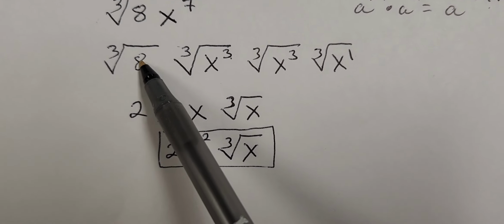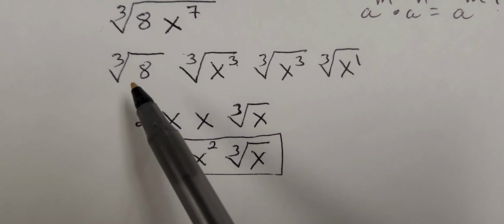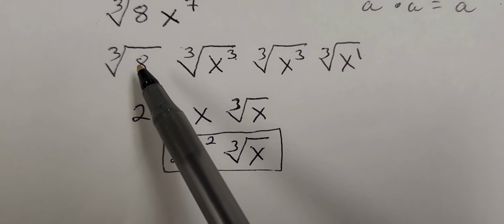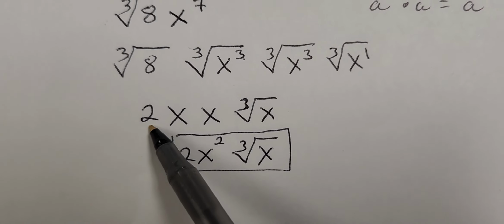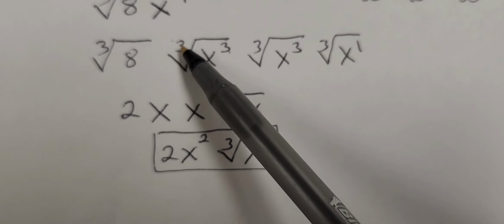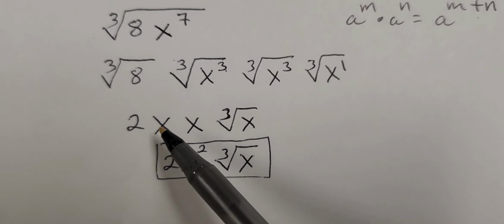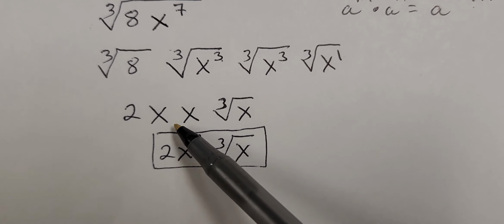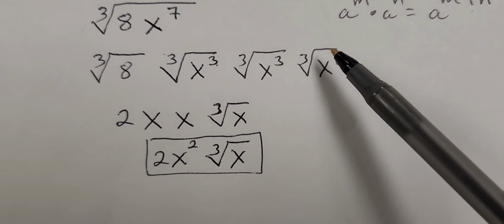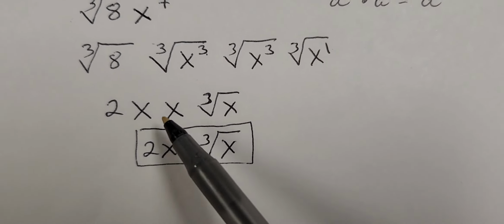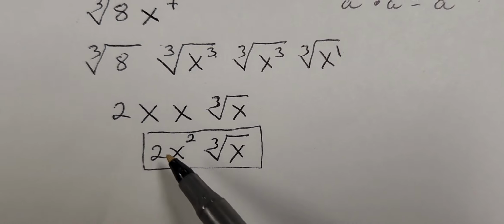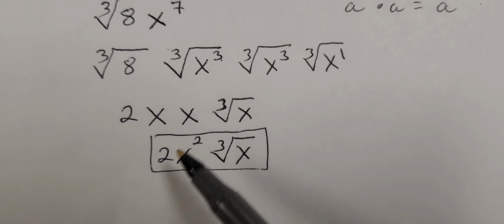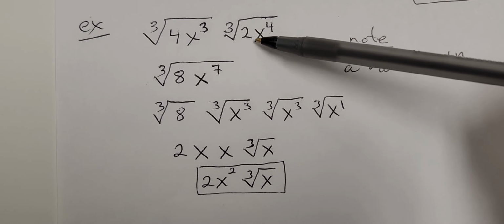One more time. Cube root of 8 is 2. And the reason is there are 3 2's. So that's why it becomes just a 2. And then this 3 and this 3 go away. So I have this x. This 3 and this 3, they cancel. So I have this x. This I cannot cancel or simplify. I leave it alone. And then rewrite this so that it becomes 2x squared cube root x. Okay, so this is the final answer for this example.